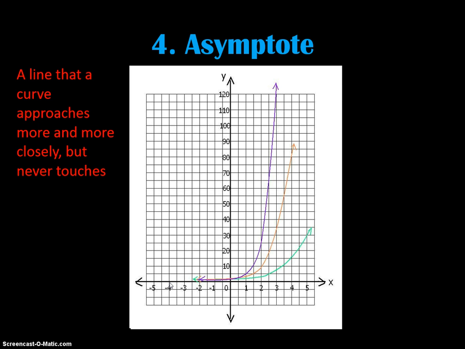So I'm thinking that there's probably some sort of an asymptote. In fact, the x-axis is the asymptote, and that is y equals 0. So remember, an asymptote is a line that the curve approaches but never really touches.